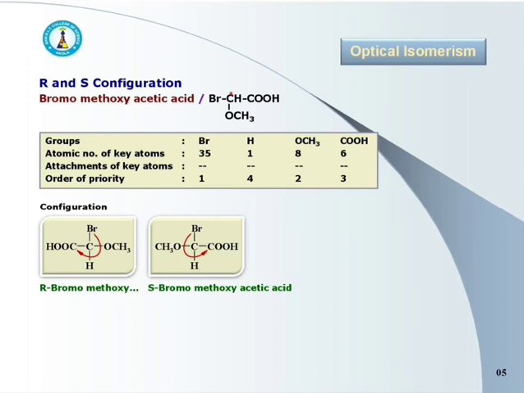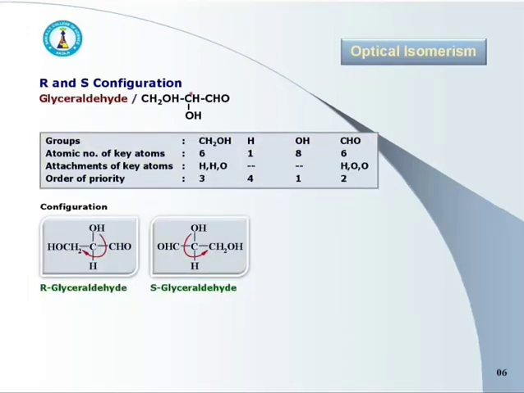See the structures of bromomethoxyacetic acid. Here, the lowest priority group, hydrogen, is at the bottom, and the priority of the other groups decreases in the clockwise direction in the first structure, whereas it decreases in the anticlockwise direction in the second structure. So the first one is the R isomer, where the priority of groups decreases in the clockwise direction, whereas the second one is the S isomer, where the priority of groups decreases in the anticlockwise direction.